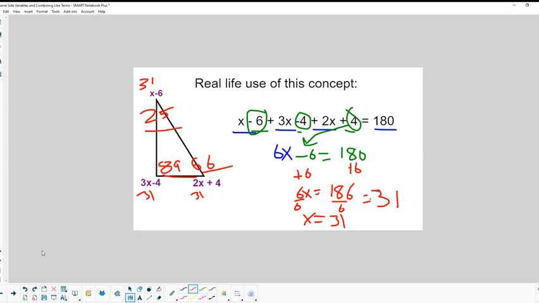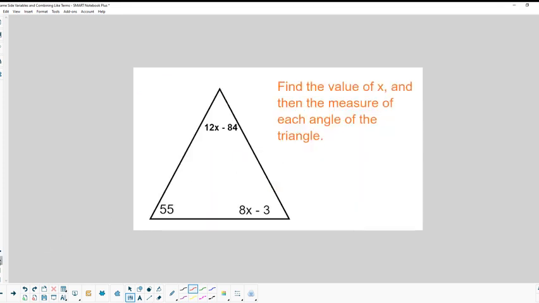So this is a little bit about how to use collecting like terms to solve equations and how you could apply that to this triangle sum theorem where the three angles of a triangle add up to 180 degrees. Okay, so here's one more. This one's not quite the same shape as the others, but you would just do the same thing. You do 12x minus 84 plus 55 plus 8x minus 8x minus 3, and all of that equals 180.